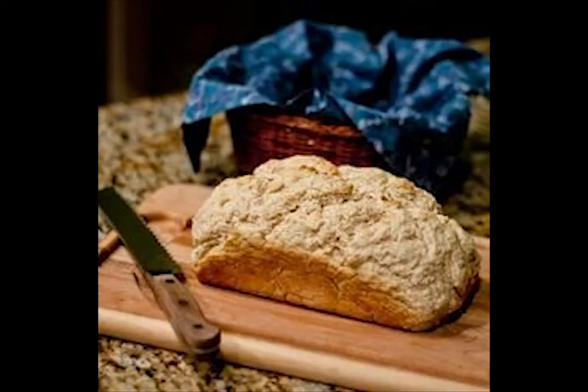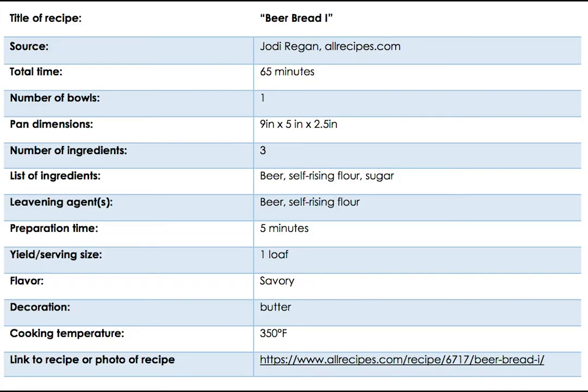My next recipe is beer bread, and this recipe actually came from allrecipes.com, and there was an author associated with it, so her first and last name are there. Pan dimensions for this one is kind of like a traditional beer bread. One thing I was a little surprised about in this recipe that I had kind of forgotten was the limited amount of ingredients that were here.